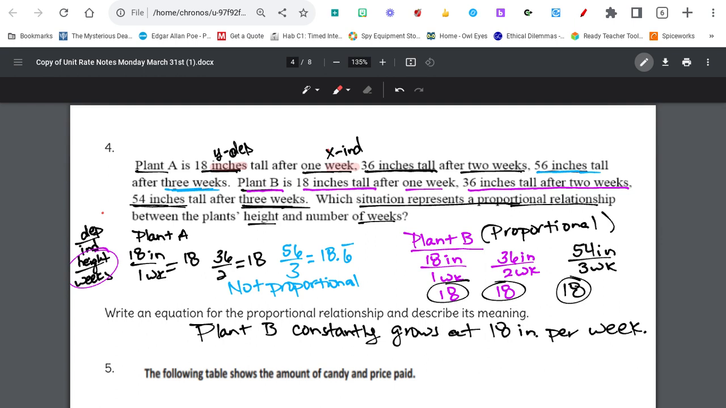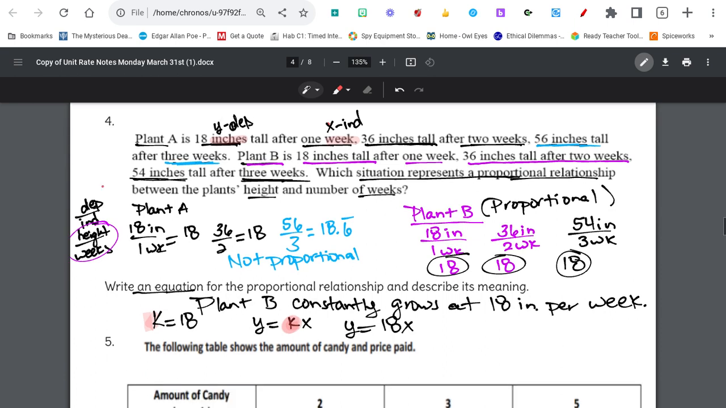Inches stands for I. I'm going to put I in for inches. The equation, though, is in the form y equals kx. And I'm going to replace k, where k is the unit rate, with 18. K is just your unit rate. So I'm going to write this as y equals 18x. The unit rate always attaches itself to the independent variable, or x.